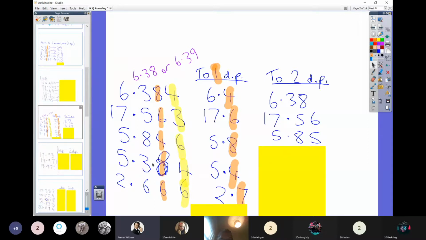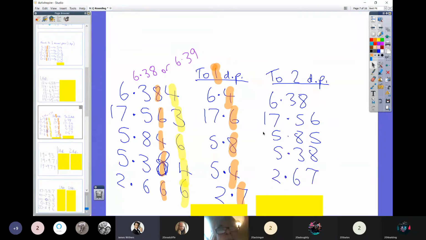This 5.384, do we stick with the 8 or do we round it up to a 9? Well, we stick with an 8 because the next digit was not 5 or above. And then finally, do we stick with that 6 or round it up? Well, we round it up to a 7 because the next number is 5 or above. So that's the teaching, folks.